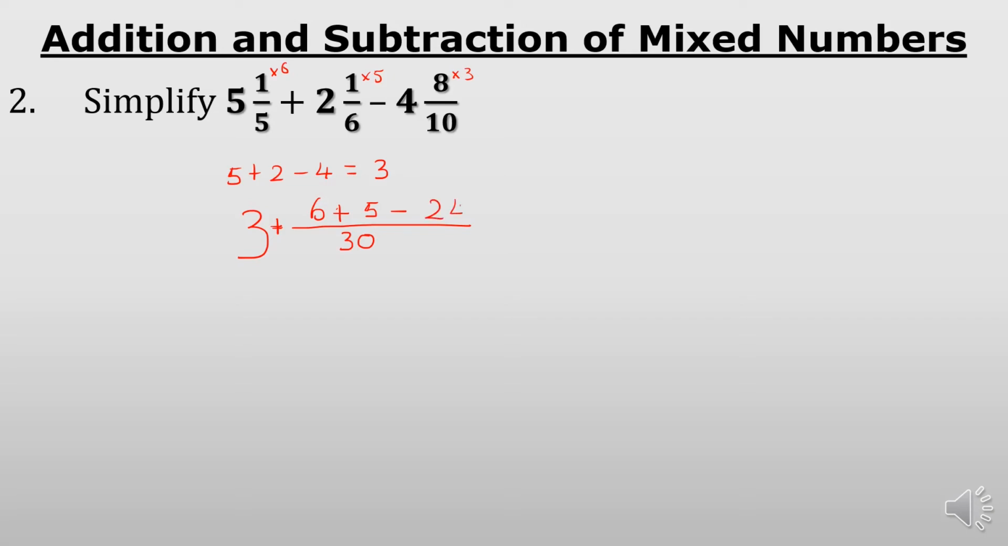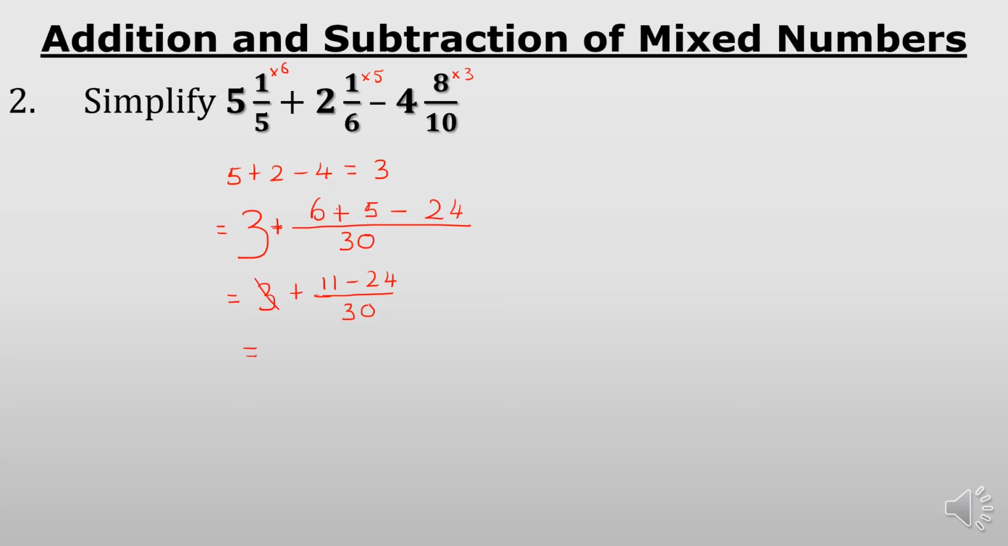Okay, so moving on from here, I'm still having that my 3 whole number is still intact. 3 whole number plus 6 plus 5 will give me 11 minus 24. Now a similar case to what we just solved. I cannot subtract 24 from 11. Why? Because 11 is smaller. So what do I do? Remember, I'll borrow from 3.